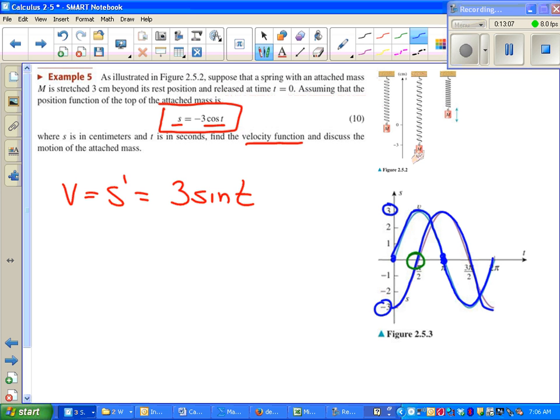The way that reflects in the original graph is our position is decreasing. When our velocity is negative, we should see our position decreasing. When our velocity is positive, we should see our position increasing. And when our velocity is 0, we should see our position staying the same. This all makes sense in a physical world.